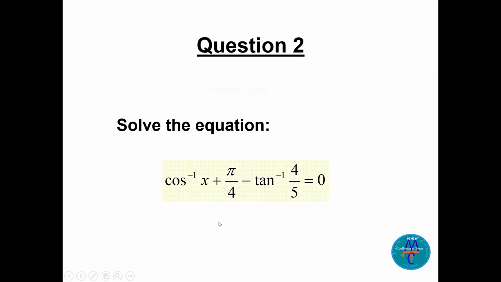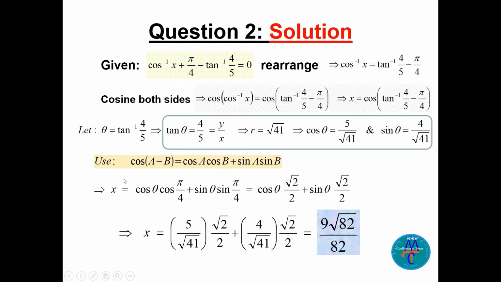Question number 2, solve the equation. We have a trigonometric equation with inverse functions: cosine inverse of x plus pi over 4 minus tan inverse of 4 over 5 is equal to 0. We have to find the value of x. Let's rearrange the equation. I leave cosine inverse of x on one side and take everything on the other side. It will be tan inverse of 4 over 5 minus pi over 4.